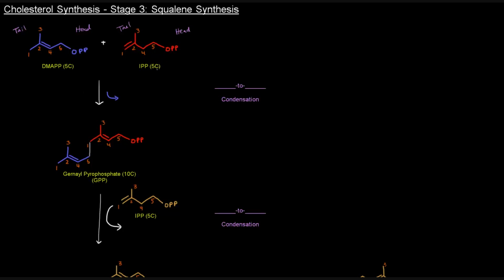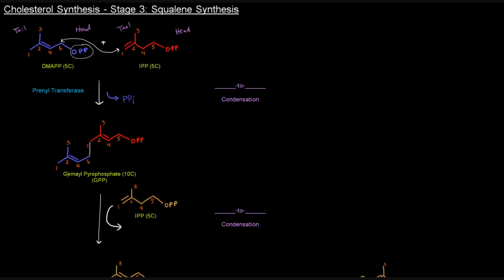So the first thing that we're going to do is link DMAPP and IPP. Carbon number 5 of DMAPP is going to link to carbon number 1 of the IPP, and we're going to lose this pyrophosphate group here. We're going to lose that blue one there as a pyrophosphate, and this is going to be catalyzed by prenyl transferase. Prenyl, of course, referring to the isoprene units that we're talking about.